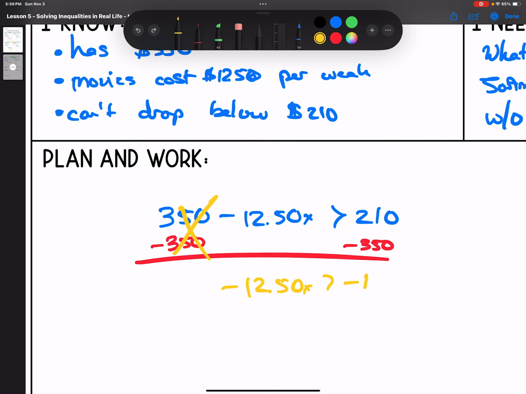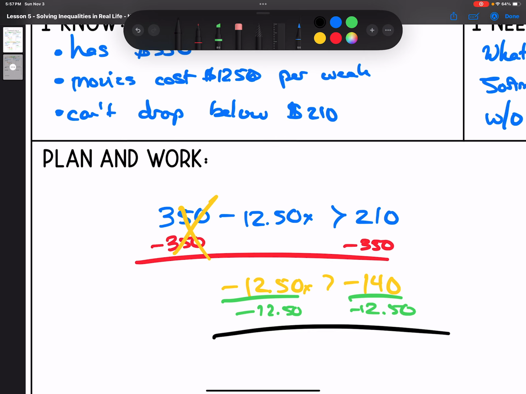Then I am going to divide by negative 12.50. Okay, those go away. I'm left with x. Flip the sign. Why? Because I divided across by negative. 140 divided by negative 12.5. I really don't know what that is off the top of my head, but let me get that for you real quick. It is 11.2. So x is less than 11.2.